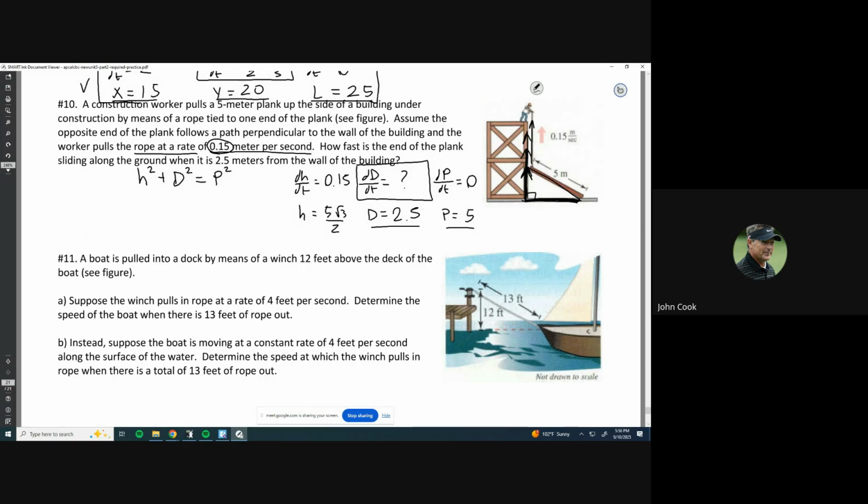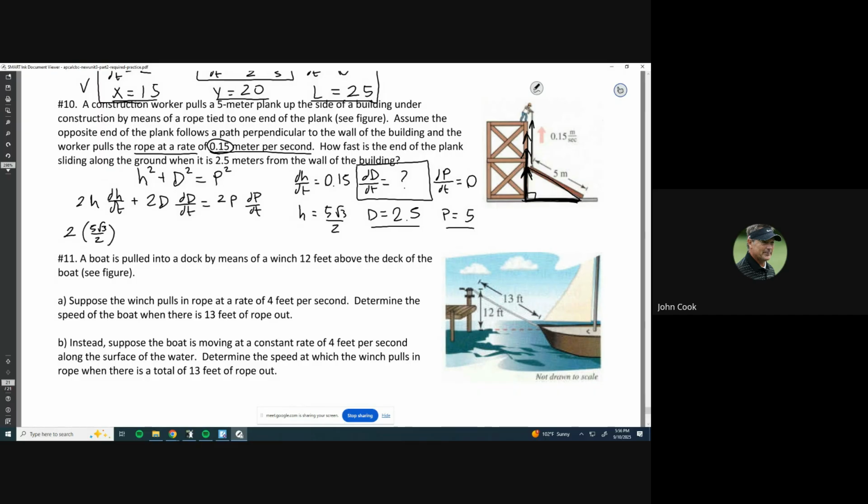So let's do that. Implicit differentiation for h squared plus d squared equals p squared. I get 2h dh dt, plus 2d dd dt, plus 2p dp dt. Okay, let's start plugging some of this stuff in. The h value is 5 square root of 3 over 2, so 2 times 5 square root of 3 over 2.